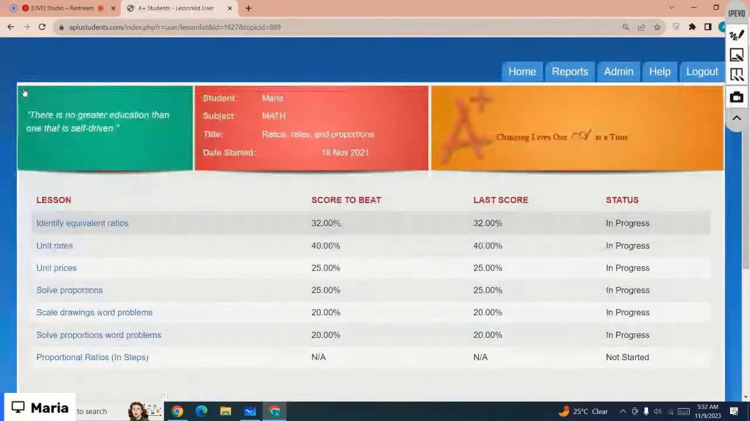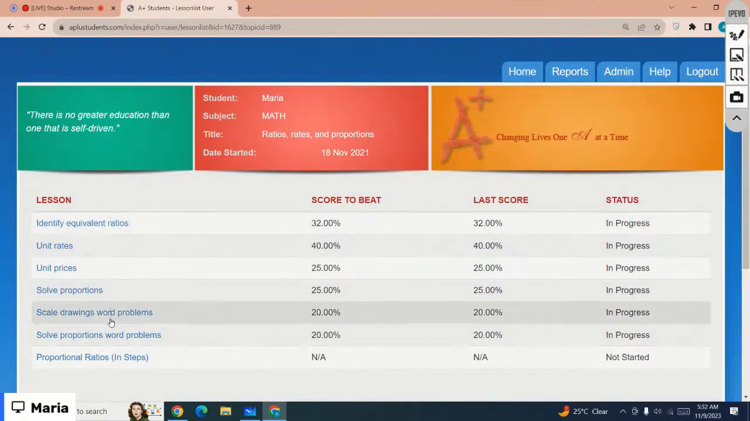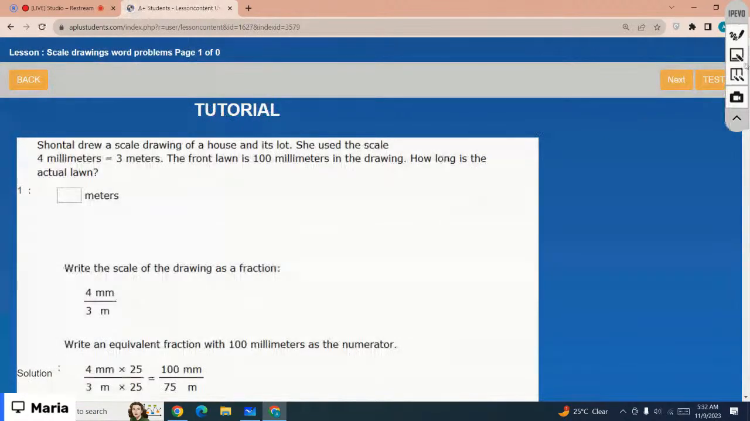And the next lesson is scale drawings word problems. So let's just start with the scale drawings word problems. Okay, let's just start with the practice question. Shontel drew a scale drawing of a house and its lot. She used a scale of 4 millimeters equals 3 meters. The front lawn is 100 millimeters in the drawing. How long is the actual lawn?